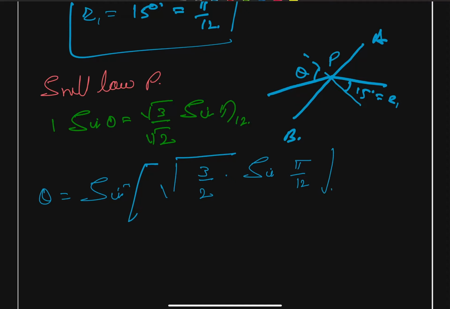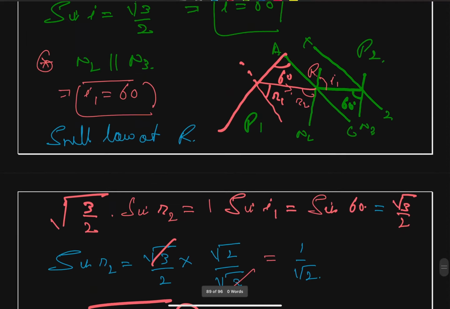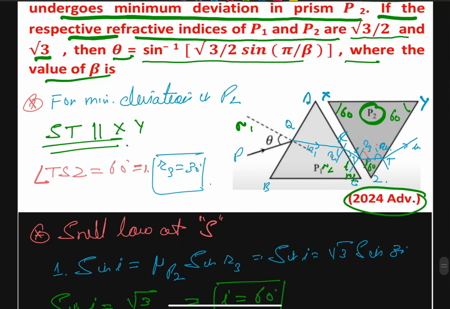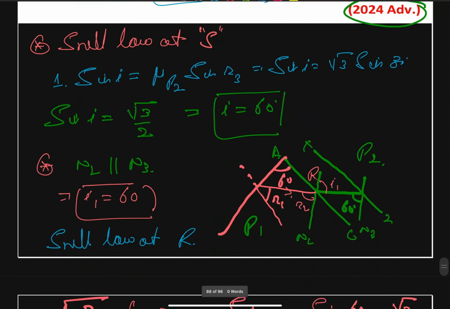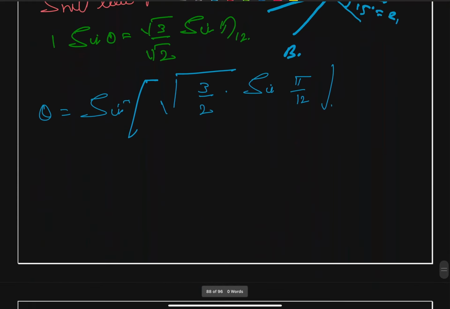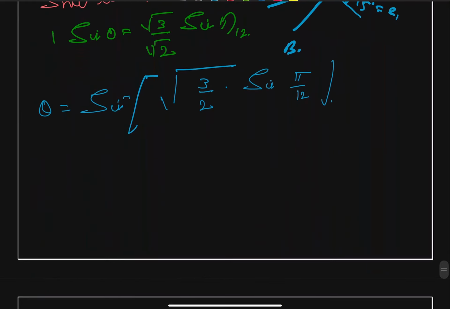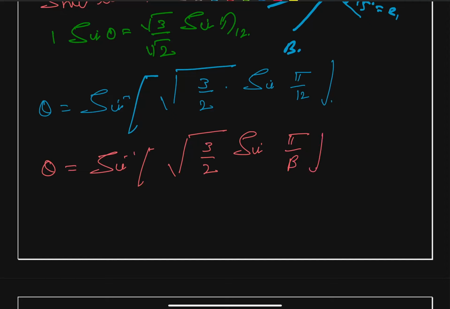But we are given that this theta is equal to sine inverse of square root of 3 by 2 and sine of pi by beta. So 1:1 comparison gives us that the beta is equal to 12.